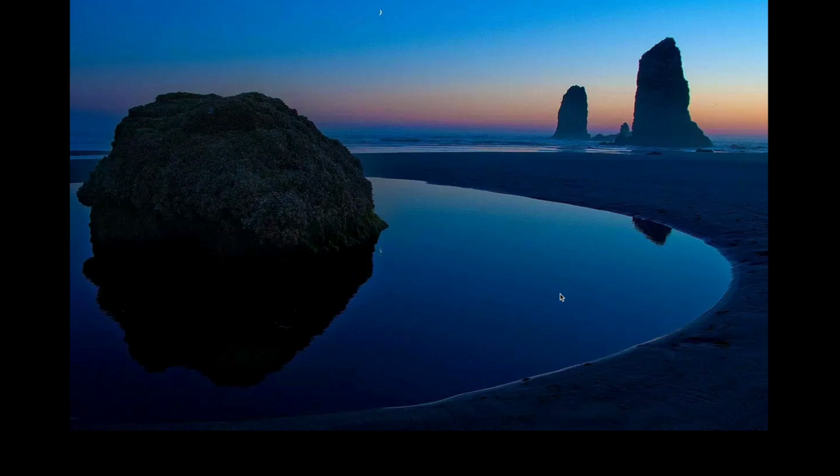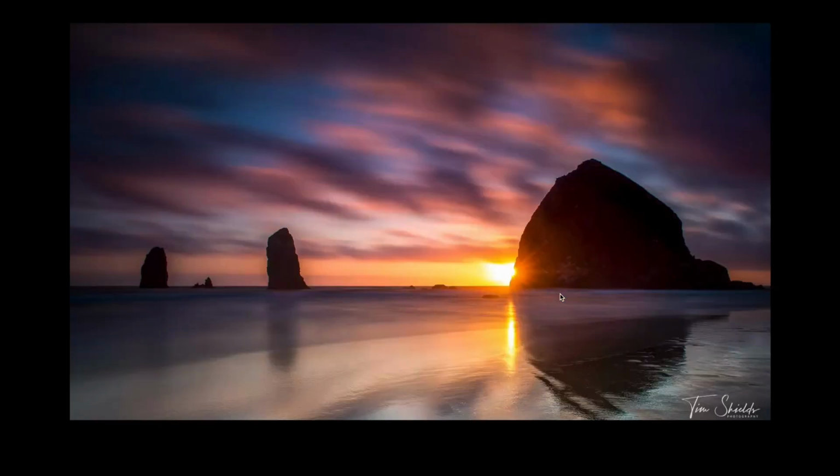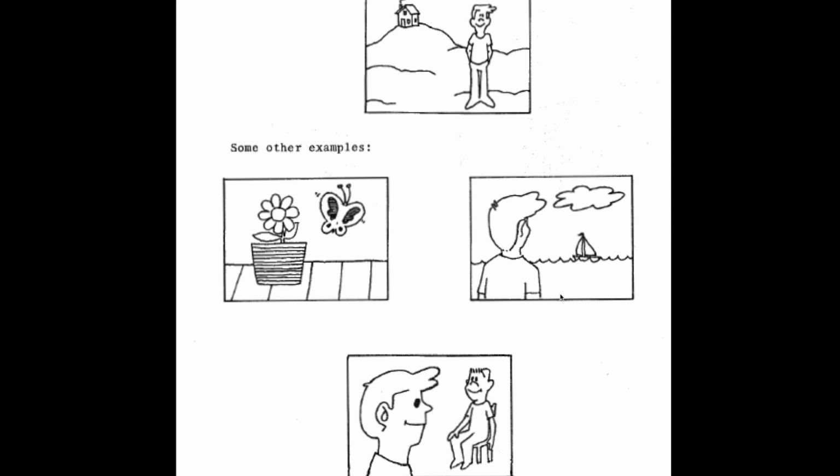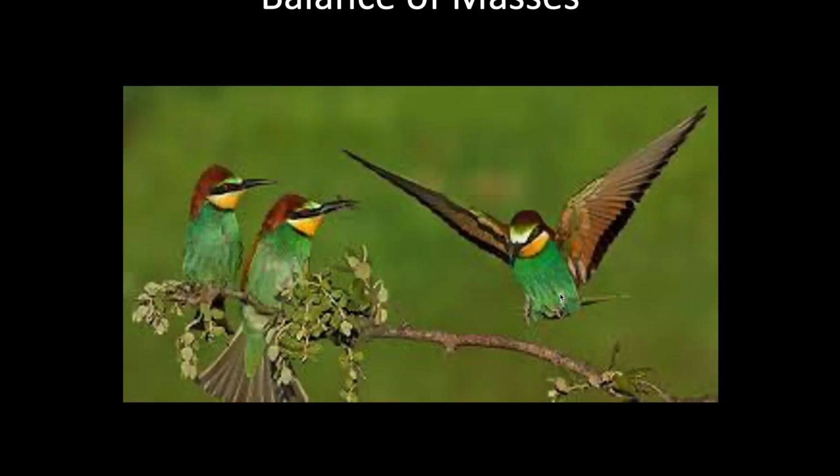This rock and these other large rock formations balance out, or some other rocks in the ocean. And from our book, we can see a house and a person, a butterfly and a plant, and a person's head and the other person's whole body sitting on a chair. These all balance out.